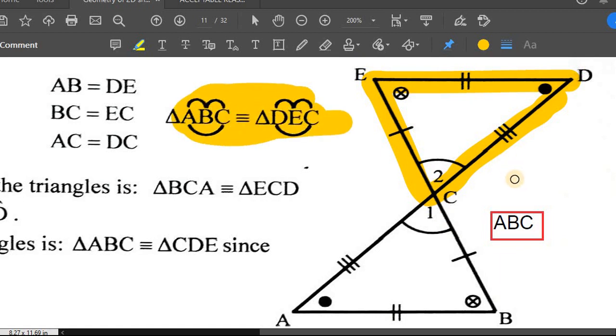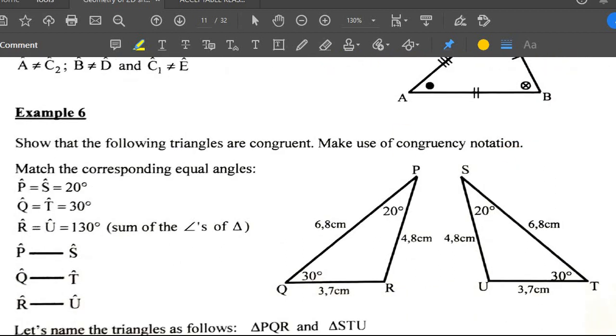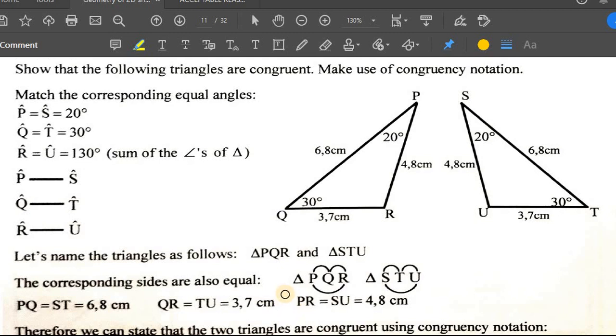Are we together on that? How you name this, right? Okay, so if you look at example 6 now, long story short, they try and find out R. Obviously we can do that with internal angles of a triangle and find out U. They found out that R is equal to U is equal to 130. Then what I'm interested in is naming this triangle.